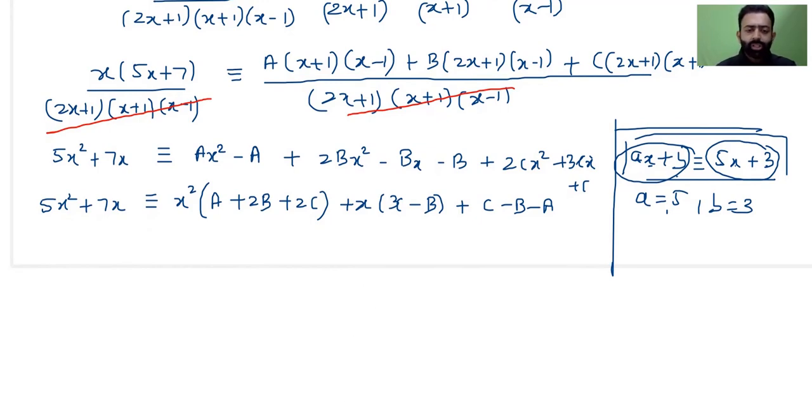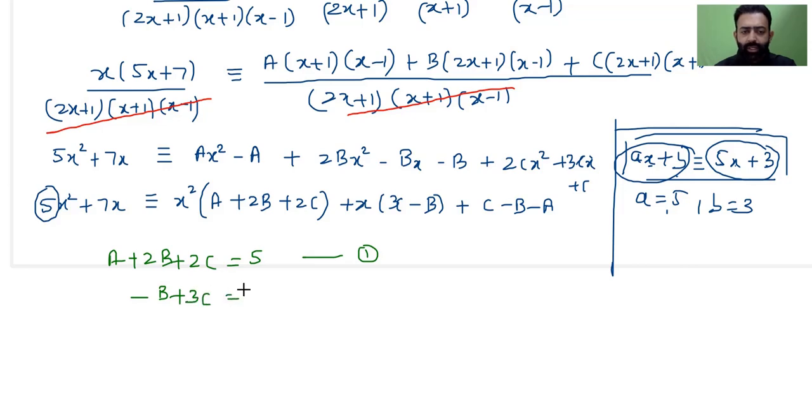Now you are in a position to compare the LHS and RHS coefficients. So here the coefficient of x square is 5 in LHS, and in RHS it is a plus 2b plus 2c. So now I have an equation that a plus 2b plus 2c has to be equal to 5. This is my equation number 1. Second, if I compare the coefficient of x, in LHS which is 7, and here it is 3c minus b, so the second equation will be minus b plus 3c is equal to 7. This is my equation number 2.